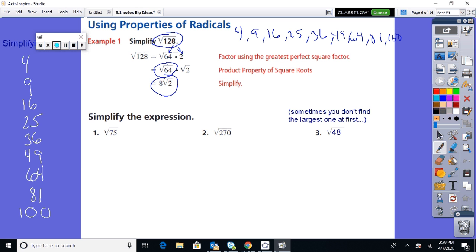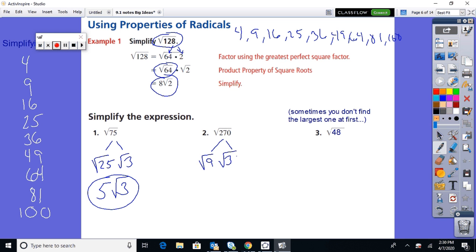So rolling along here, it's 75. I recognize that 25 times 3. Why did I pick 25? Because the square root of 25 is 5. So 5 roots of 3, final answer. 270, I know that can be rewritten as 9 times 30. And the square root of 9 is 3, so 3 roots of 30.